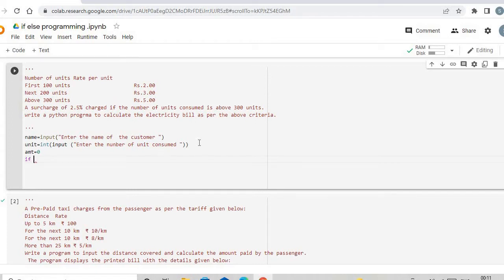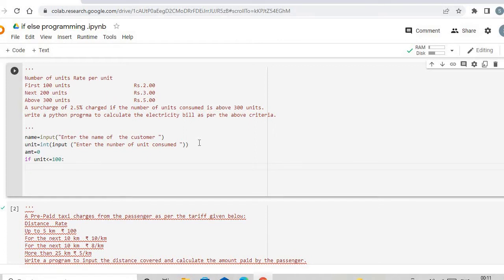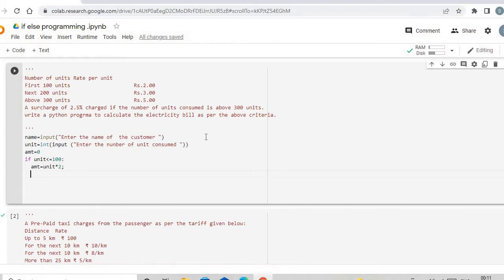The problem says for the first 100 units, so we have to write: if unit is less than or equal to 100. If my total consumed units are up to 100, then how much will the amount be? It will be 2 per unit, so the calculation will be unit into 2, right?